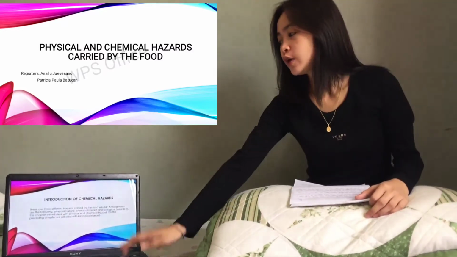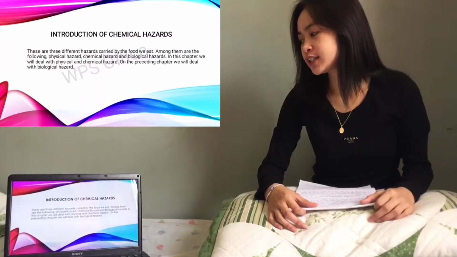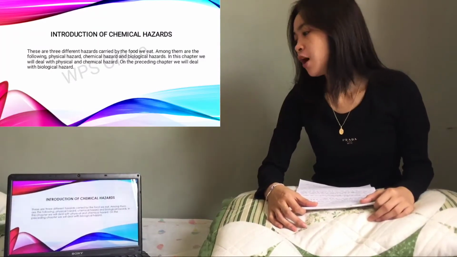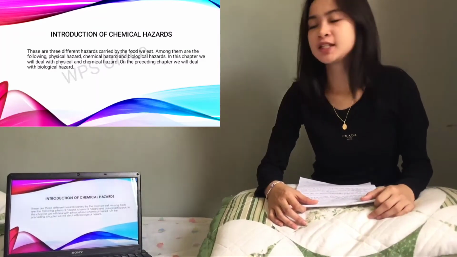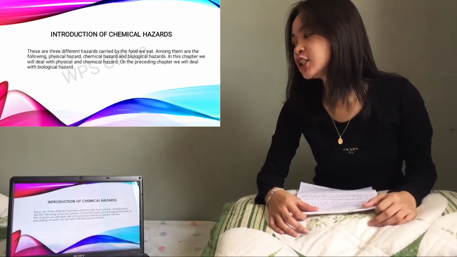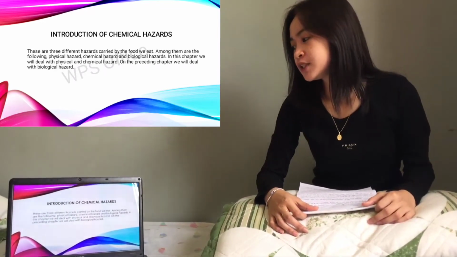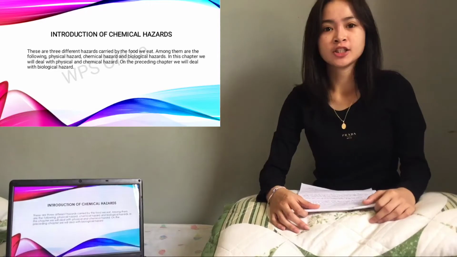So, introduction of chemical hazard. These are three different hazards carried by the food we eat. Among them are the following: physical hazard, chemical hazard, and biological hazard. In this chapter, we will deal with physical and chemical hazard. In the following chapter, we will deal with biological hazard.